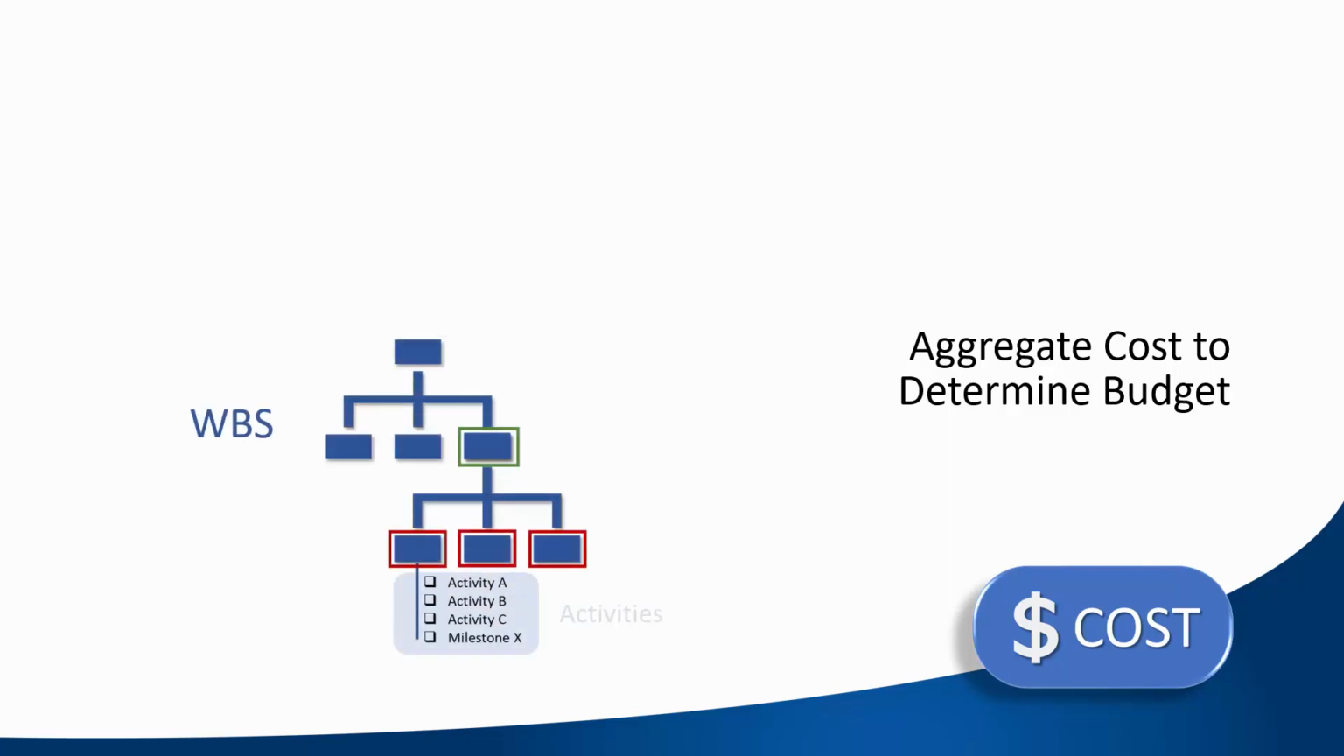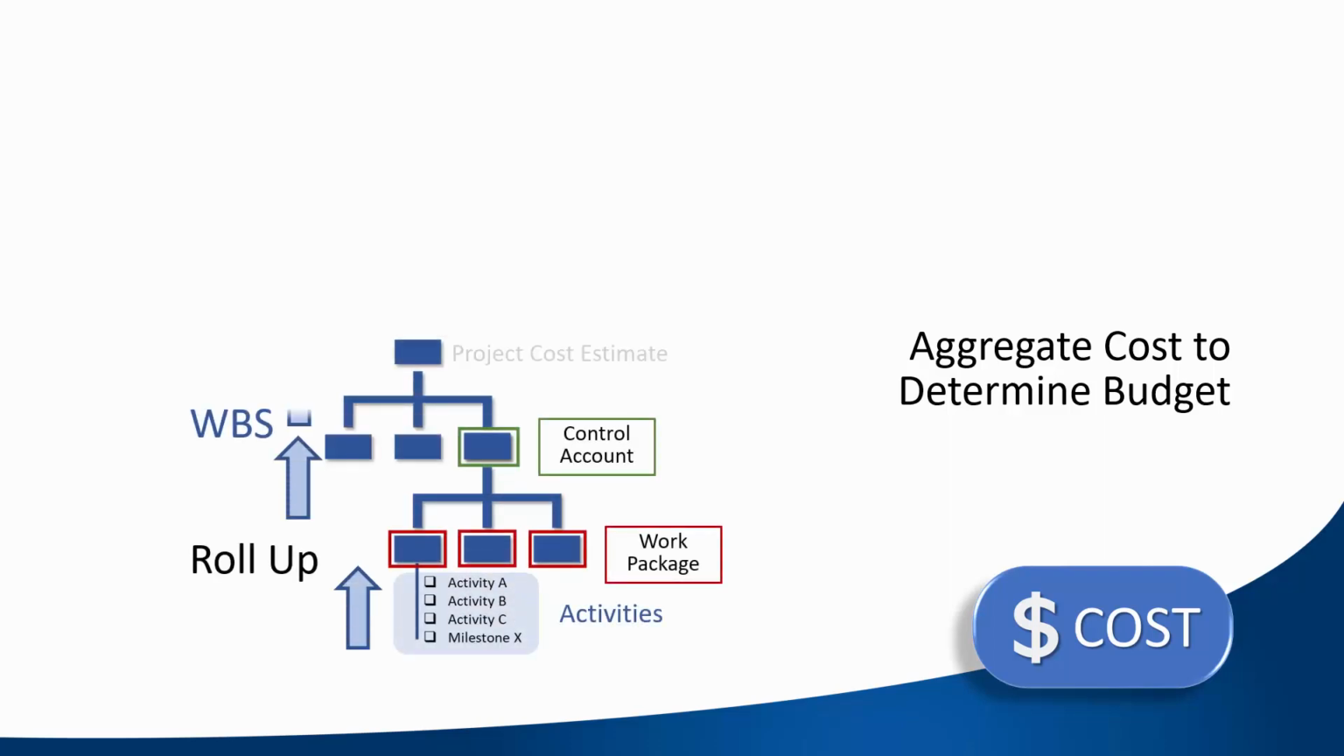The term aggregate means to bring together. It is an appropriate term for determining the project budget because cost estimates have come from multiple sources. Working from the bottom up, we estimated costs at the activity and work package levels. In some cases, we rolled up these low-level estimates into control accounts. These all roll up to create a project cost estimate.